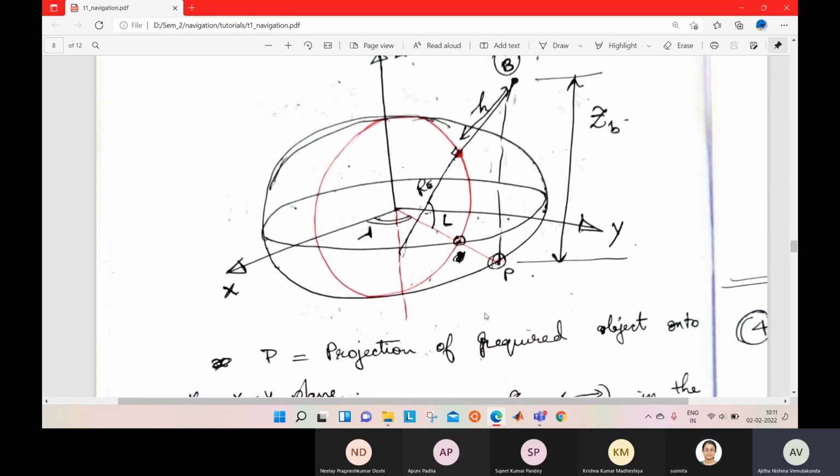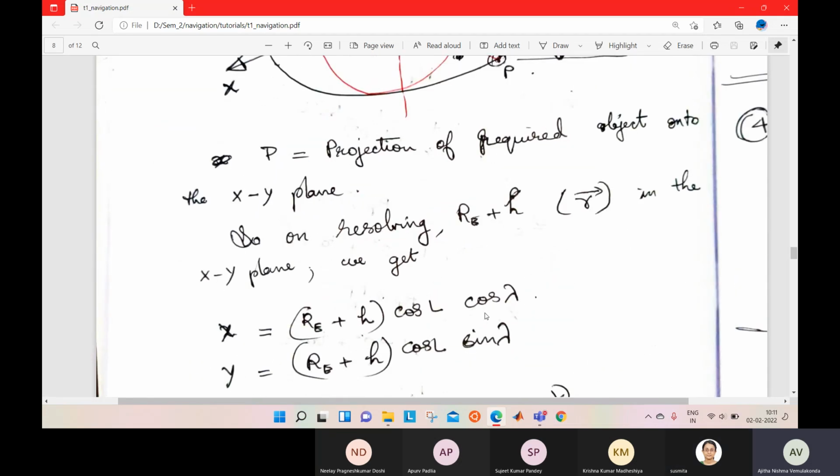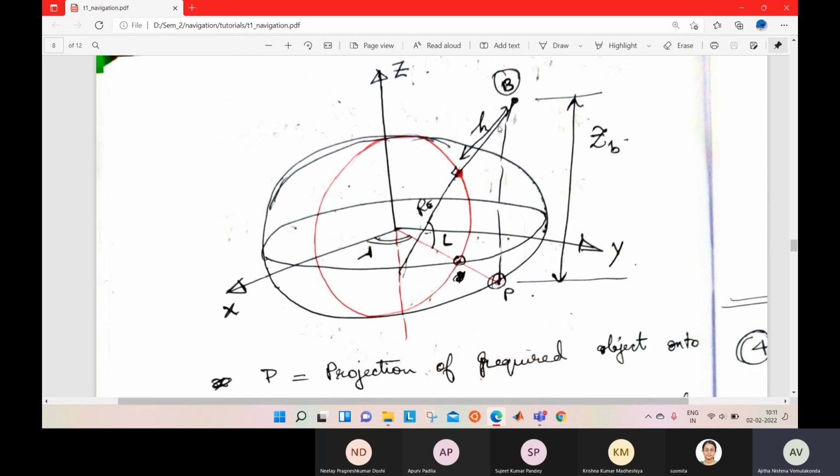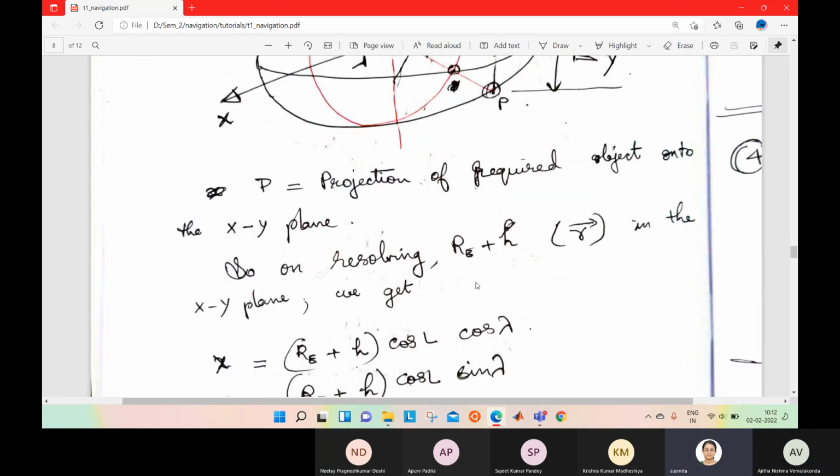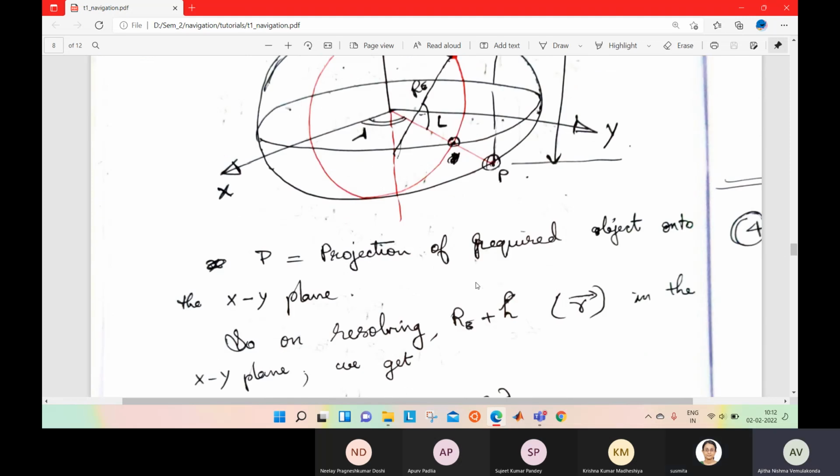Fifth problem, for x and y coordinates, I have taken the projection of re plus h on this plane. So re plus h cos l cos lambda would give the x coordinate. Just show me the steps and the diagram, and the x and y coordinates.